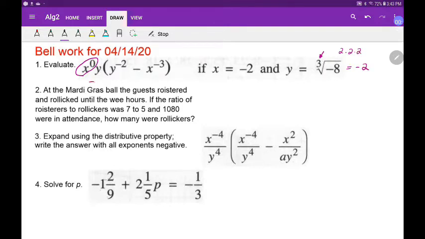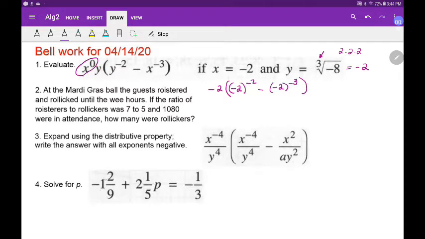So we're going to say negative 2 times... Okay, here's where I wish I had a little more space. So let's see. I'll come down here, and I'll say negative 2 again out in front. And then inside, I have negative 2 to the negative 2, and minus negative 2 to the negative 3.